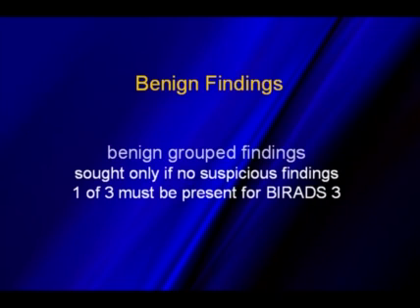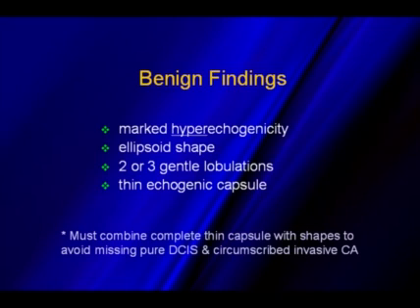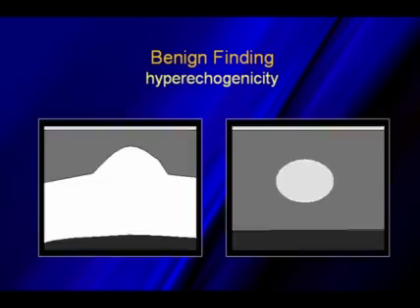What we have to do is find one of the three to be able to classify it as a BI-RADS 3. Either markedly hyperechoic tissue, we want to see an elliptical shape, and we will allow up to 2 to 3 gentle lobulations. Now we need to make sure that that lesion is completely surrounded by a thin echogenic pseudocapsule. So we'll talk about these.